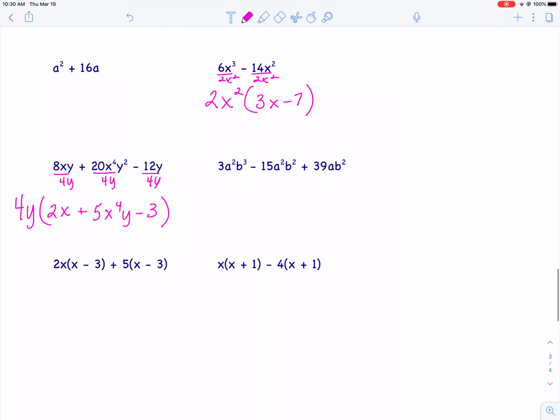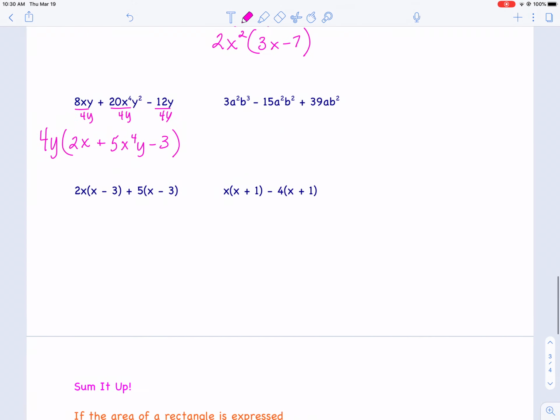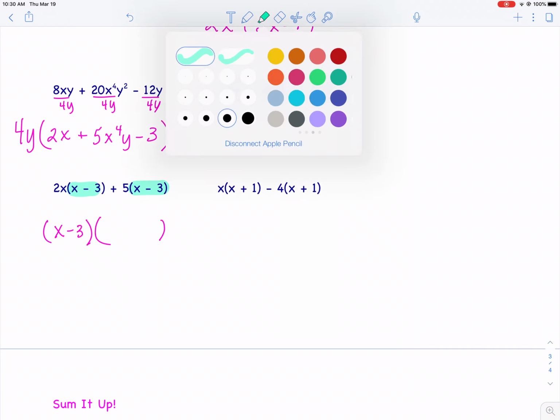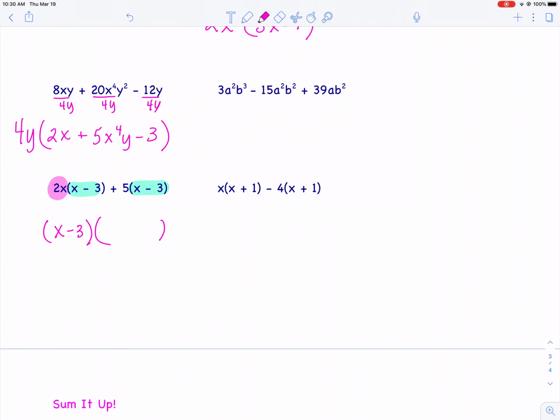The last one I'll show you is something right below that, which clearly you could see this is what they have in common. Their common factor is x minus 3. The other factor that you could see is 2x and plus 5. So that makes your other factor, 2x plus 5.